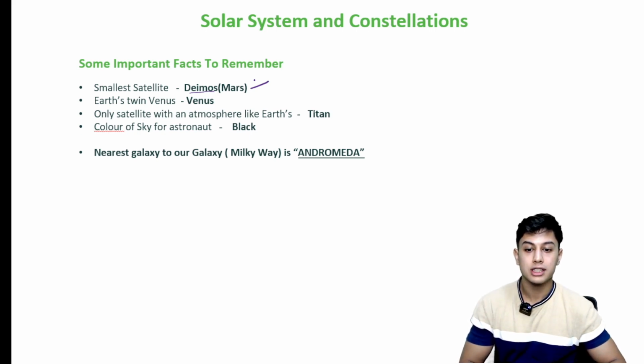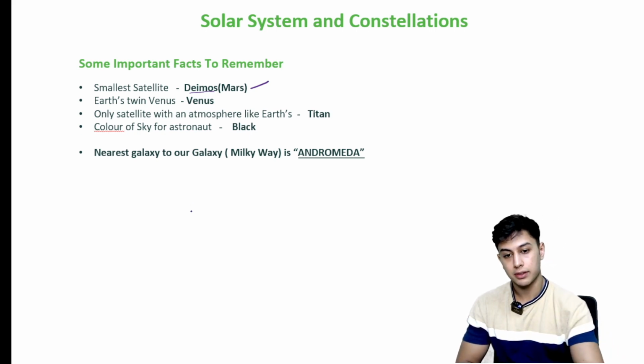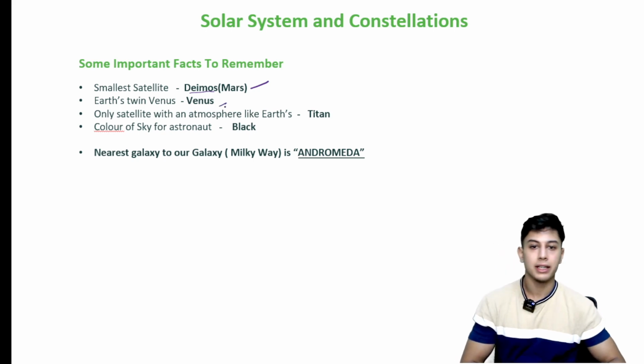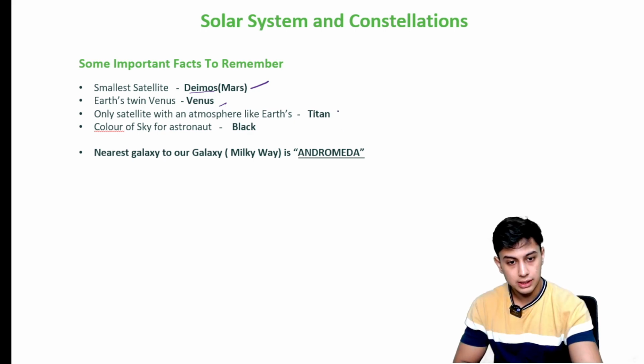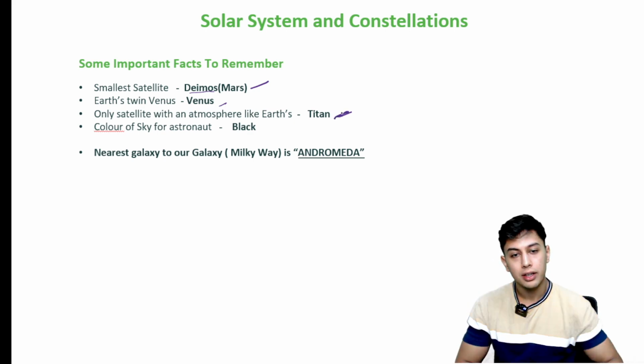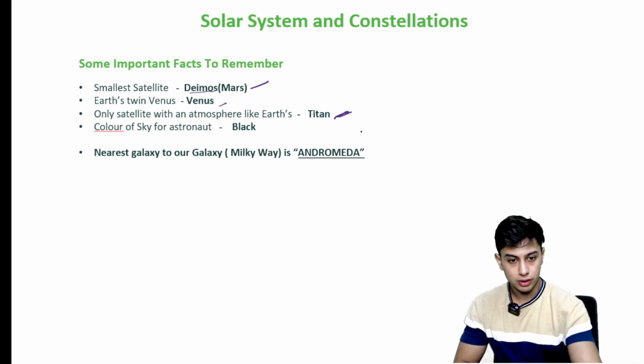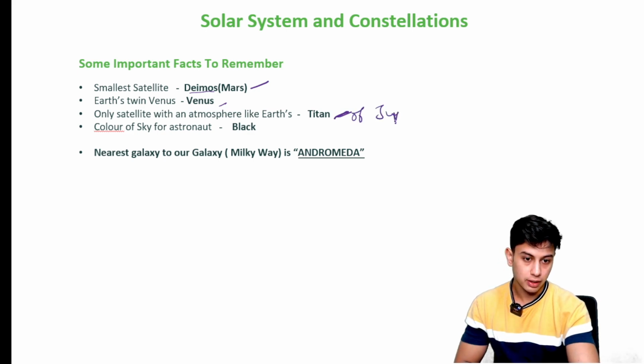Alright, Earth's twin is Venus. So which planet is the Earth's twin? That is Venus. Only satellite with an atmosphere like Earth's. Okay, so there is a moon which has an atmosphere like our Earth. Alright, it has air, water and all. So that is Titan. Titan is a moon of Jupiter.